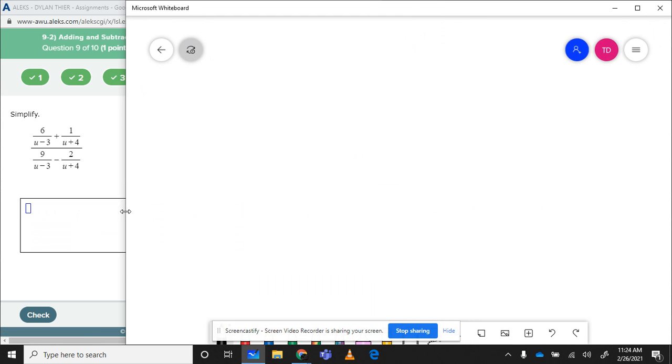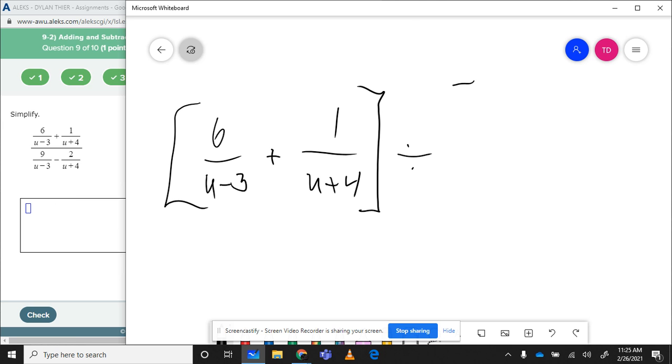Okay, so for this one, we want to use that same idea. We're dividing by a fraction, so we're going to change that to multiplication. So we're going to say 6 over u minus 3 plus 1 over u plus 4. Actually, on this part, I want to be careful because I think I need to combine these first before I flip it. So let's keep the division sign for now. We'll flip it in a moment. So we're going to take this whole quantity over here, and we're going to divide it by this one.